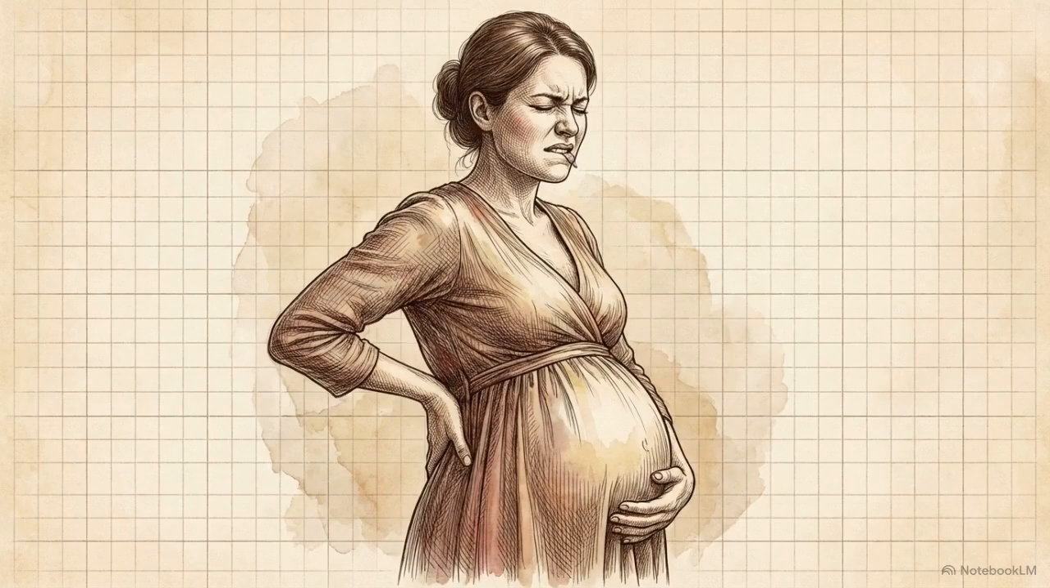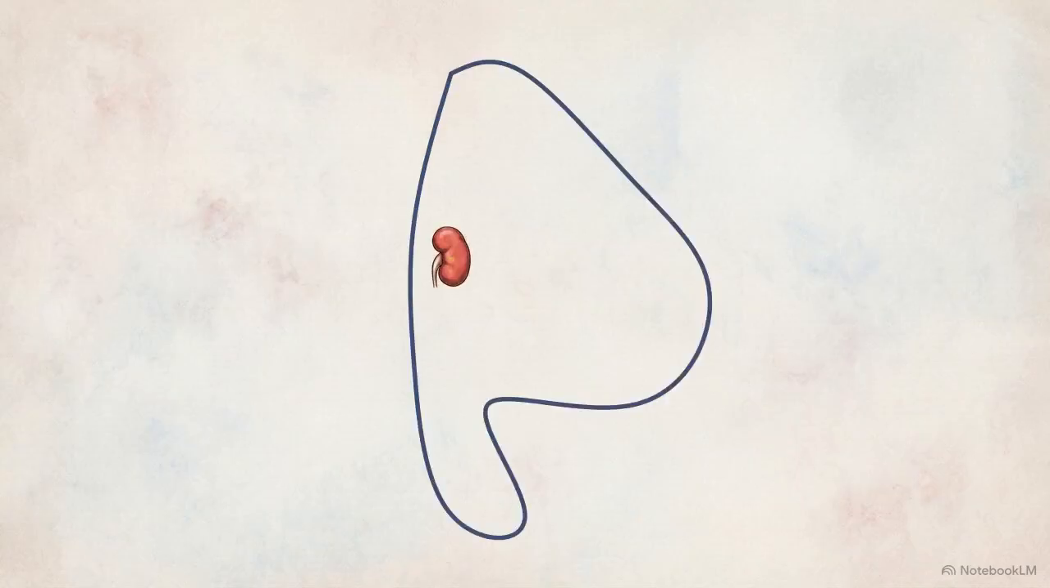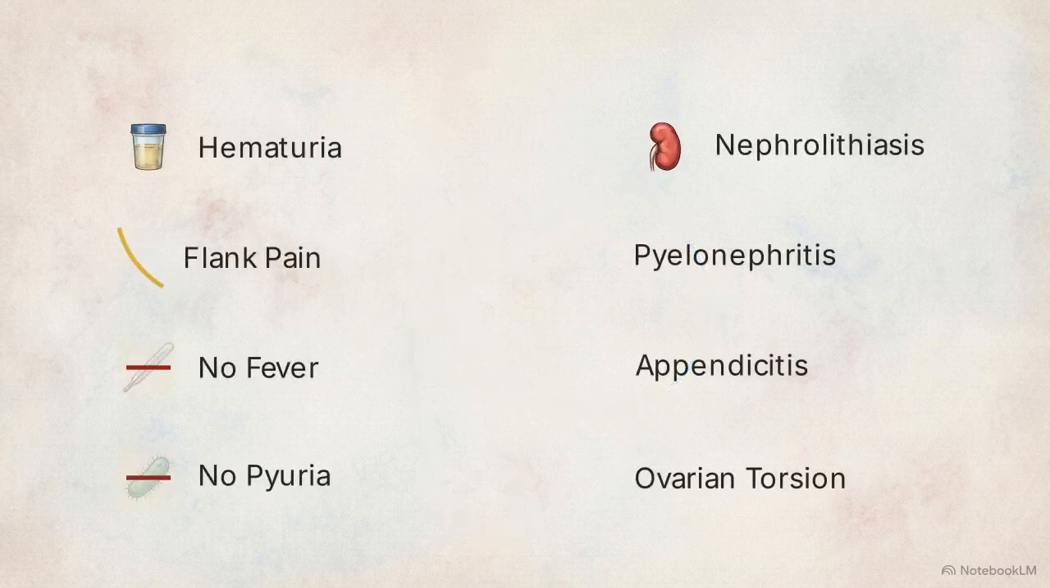A 29-year-old pregnant woman at 30 weeks gestation presents with acute onset, severe, colicky right-sided back pain. Her urinalysis reveals microscopic hematuria, or blood in the urine. This view traces her pain radiating from the back to the groin. This pathway, plus hematuria without pyuria, points to nephrolithiasis.